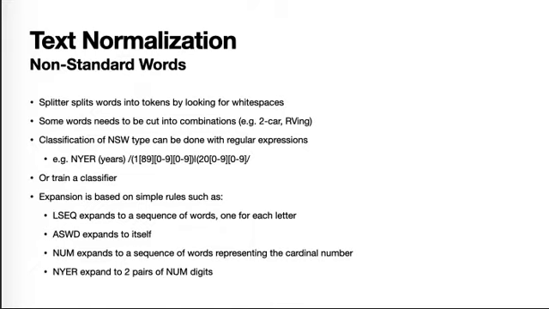As we mentioned, LSEQ is letter sequences, so it expands to a sequence of words, one for each letter. ASWD is read as a word, so it expands to itself. NUM expands to a sequence of words representing the cardinal number. And NYER are years, so they expand to two pairs of digits. So like the year 2020, these are two pairs of number digits.